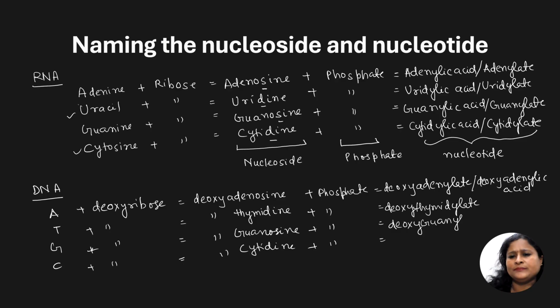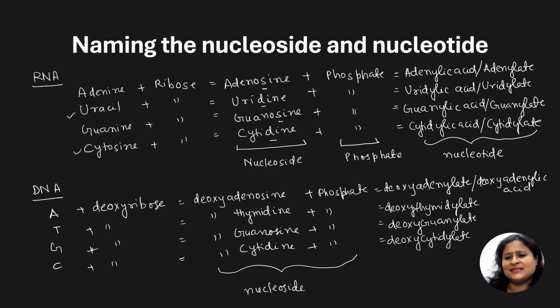Deoxyguanylate. Deoxycytidylate. Okay. I hope this nomenclature part is clear. This is the nucleoside and this is the nucleotide. Interesting, right?